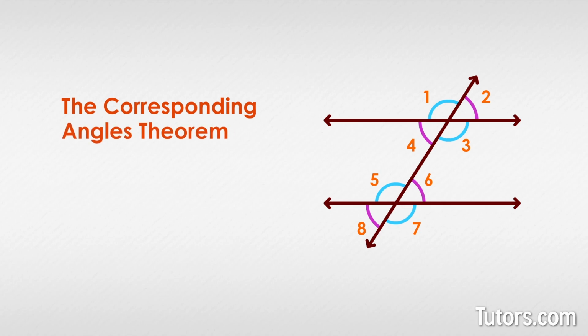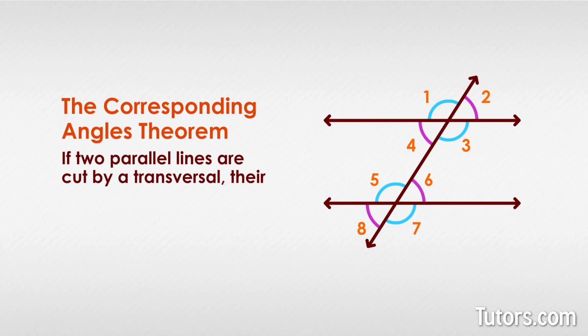The corresponding angles theorem says that if two parallel lines are cut by a transversal, their corresponding angles are congruent. Because of the corresponding angles theorem, you know several things about the 8 angles created by the 3 lines.